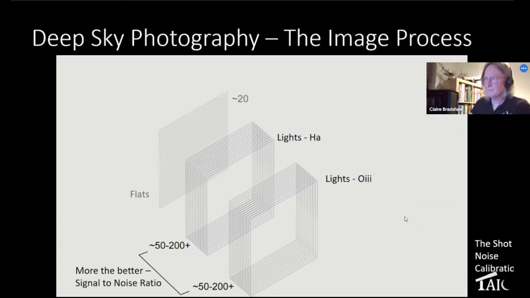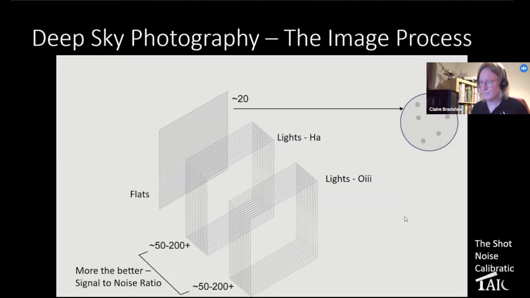We also need flats, and we take about 20 of those. Our telescopes are not dust free. Our filters and camera chips, etc., are never going to be dust free, and because it's a telescope, any dust on this gets magnified in size and ends up being what are called dust bunnies on the photographs, horrible dusty blobs, which isn't great.